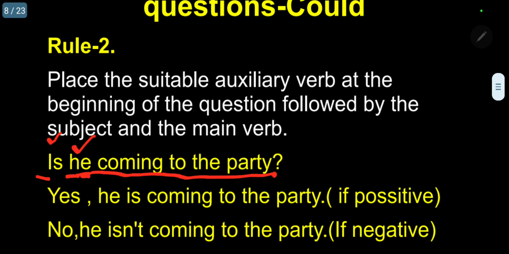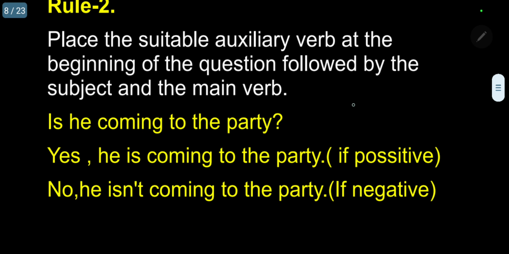Suppose you put a question like this, there are two possibilities of answer. One is, if it is yes, he is coming to the party. Positive. If negative, no, he isn't coming to the party. Instead of saying is not, now we commonly use isn't, the short form. Okay? This is the very interesting rule 2.